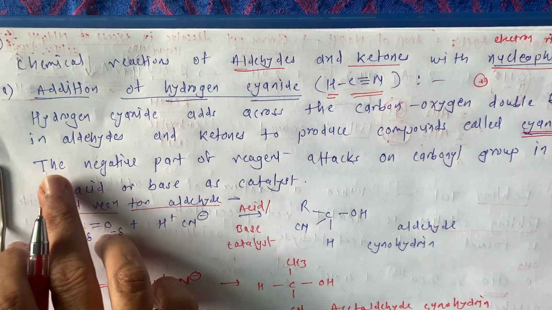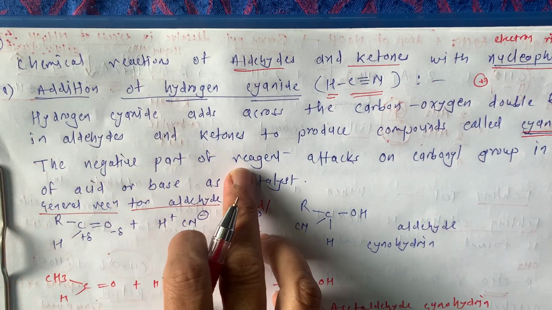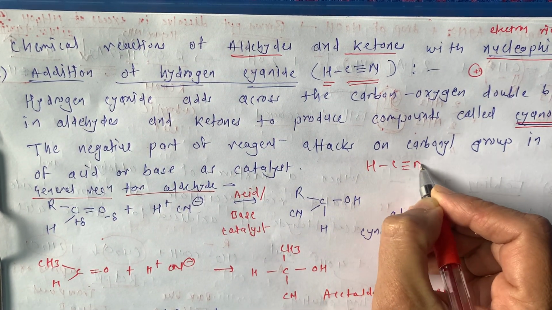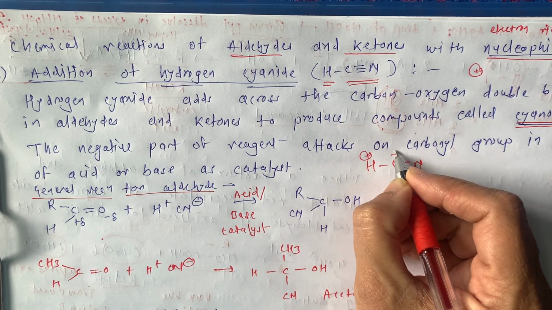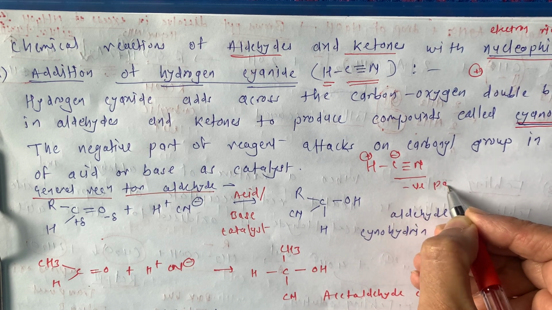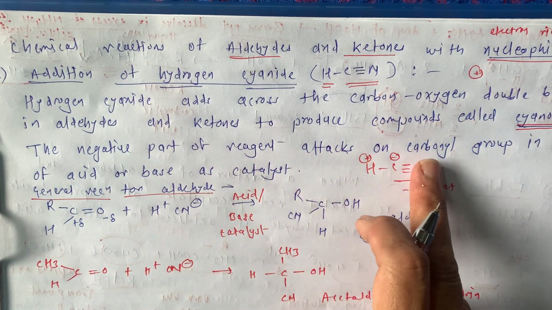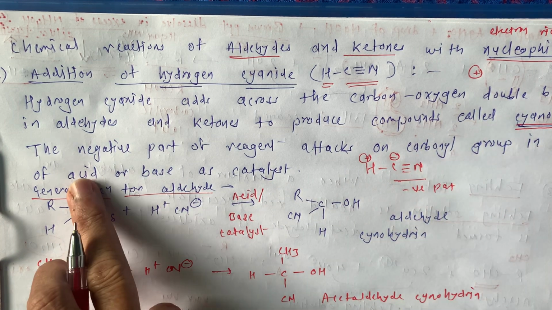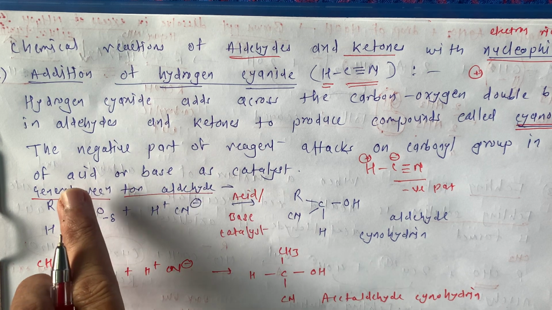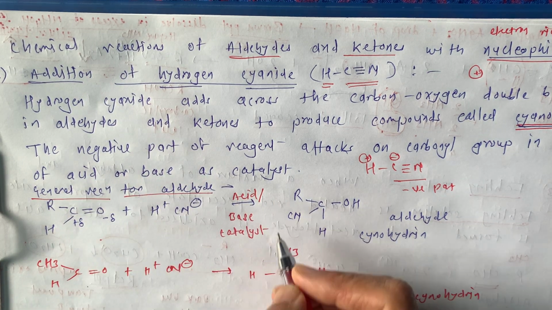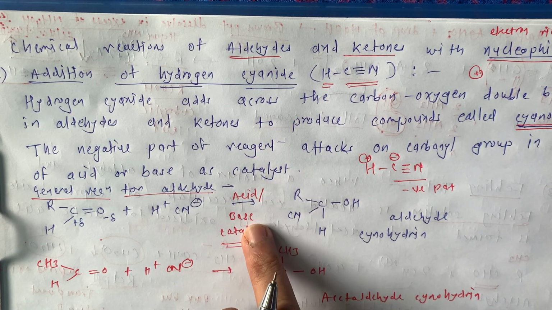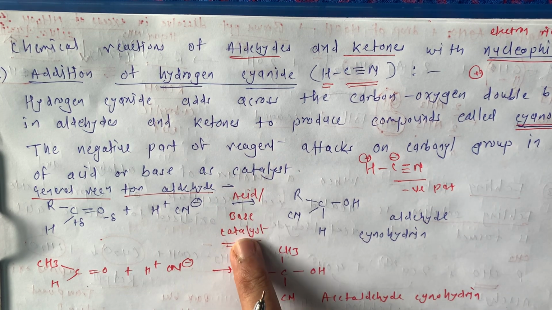In this reaction, the negative part of the reagent means which one? This is HC triple bond N. H carries positive charge while this C carries negative charge. This negative part of the reagent attacks on carbonyl group in presence of acid or base as a catalyst. We require a catalyst here too, and that catalyst may be acid or base. You have to remember this thing. For reaction with hydrogen cyanide, we require acid or base catalyst.